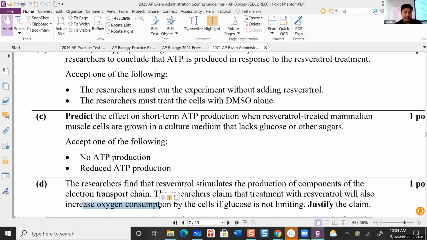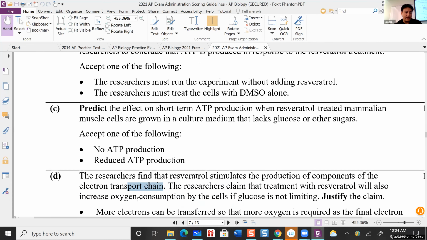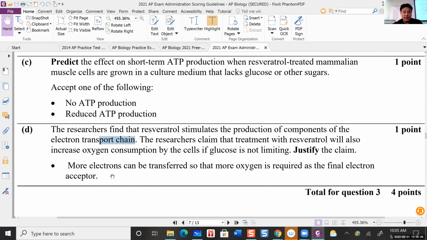So the way you justify this is to connect everything together, right? If the compound stimulates ATP production and affects the electron transport chain, there must be an increase in oxygen, as oxygen is required to remove the excess electrons at the end of the electron transport chain. The answer key says here, more electrons can be transferred so that more oxygen is required as a final electron acceptor. All right, so that's it.